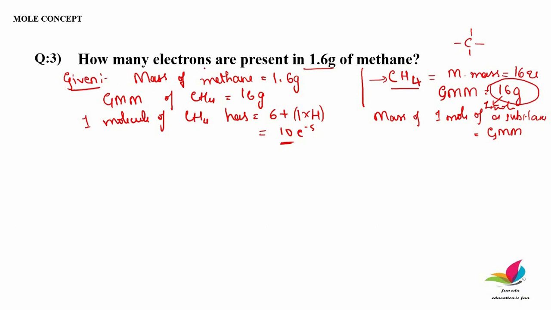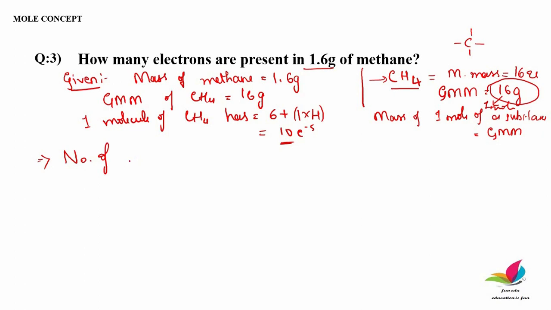And we know that there is no direct relation between the mass and number of electrons, but both can be related to what? The number of moles. Correct? So first convert this mass into number of moles, then you can relate that number of moles into number of particles. That is nothing but here number of electrons. Simple. Correct? So let's solve that one.